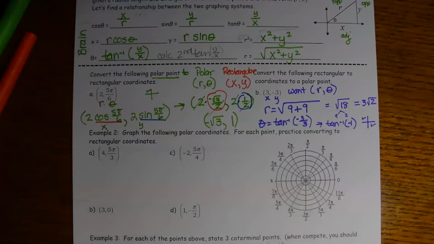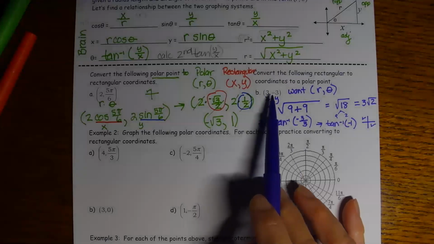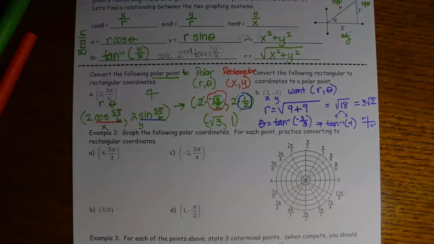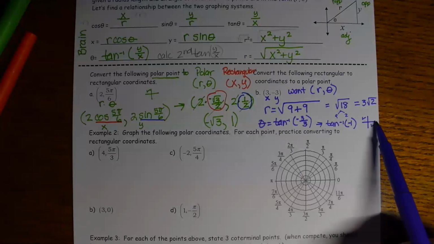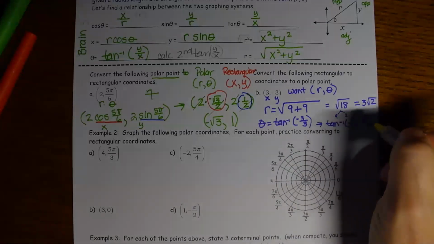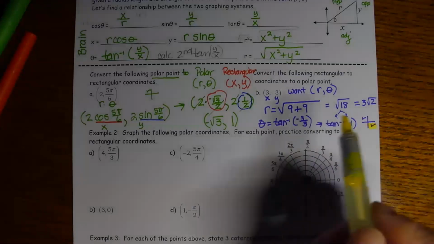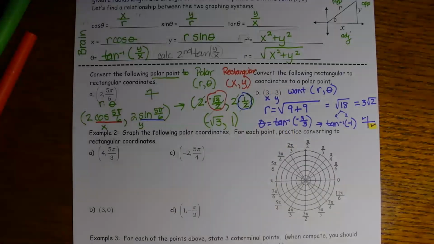Now tell me before we do any work, which quadrant would the point 3, -3 be in? Well, that'd be 3, -3. So it would be in the 4th quadrant, correct? Okay, so we're only looking for this one. We don't need that one because we have to be in the same quadrant as our rectangular point.